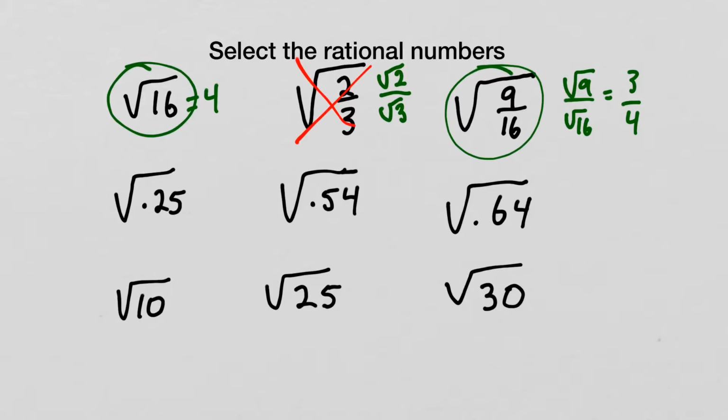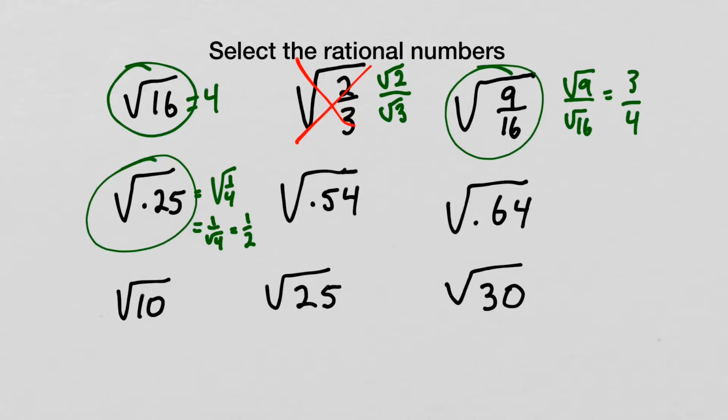0.25, that could be a tricky one. However, I know that 0.25 is the same as 1/4. And 1/4 under a root is the same as 1 over the square root of 4. Well, the square root of 4 is 2, so the square root of 0.25 is 1/2. So that is a rational number.